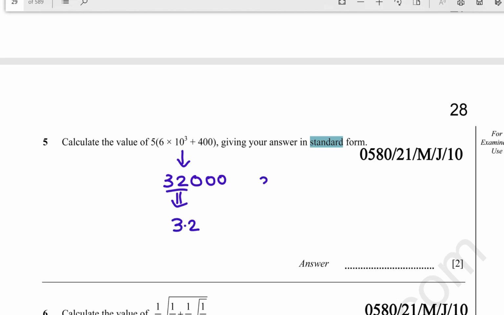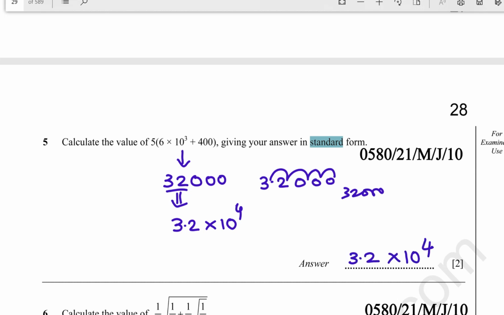Now when you write this as 3.2, you need to ask yourself what will you multiply this 3.2 by so that you get these 3 zeros back. Let me see how many zeros: 1, 2, 3 and 4. That means you need to multiply 3.2 into 10 raised to 4. When you multiply these two, you get the answer back as 32,000, right? So your answer in the standard form is 3.2 into 10 raised to 4.